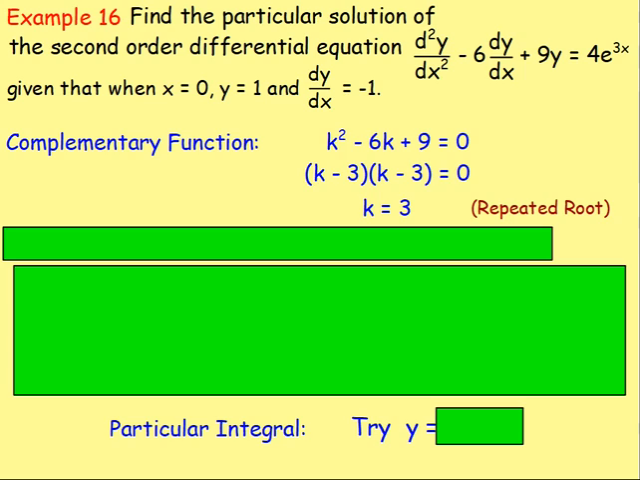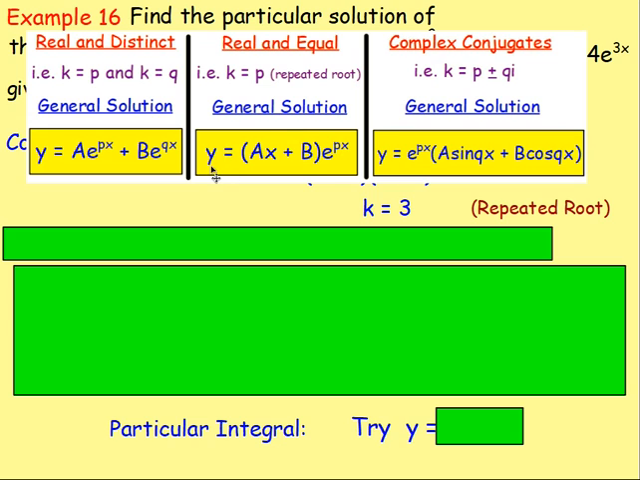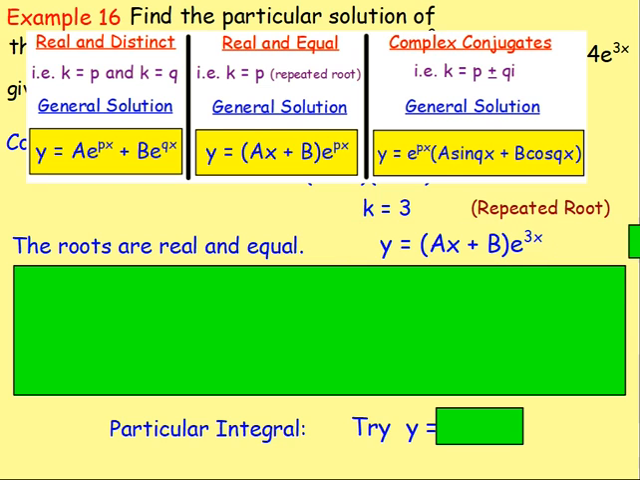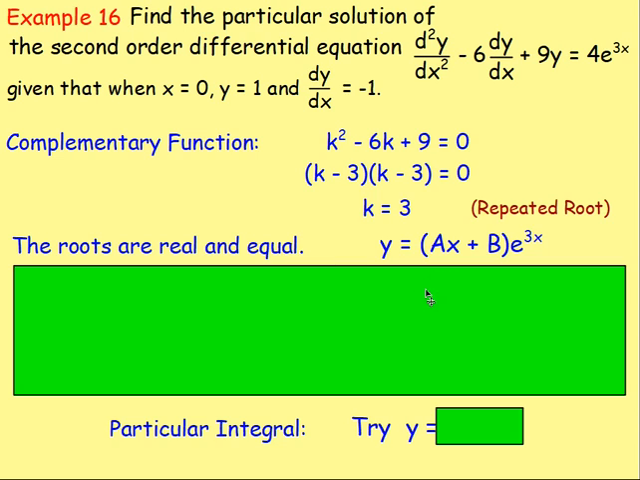And that is a repeated root. Because we have a repeated root, that means then we're going to have y equals ax plus b e to the power of px. So roots are real and equal. Because k is 3, we are going to come up with y equals ax plus b e to the power of 3x. So that there is the complementary function.